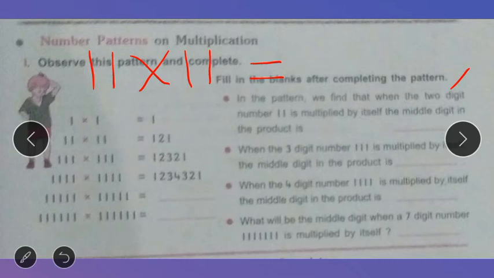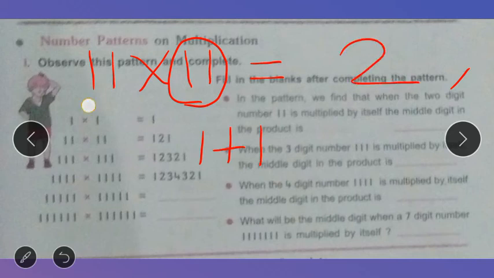See children, this is the multiplier, isn't it? For this multiplier, the two digits you have to add. 1 plus 1 is 2. That will be the middle number. And these two numbers you have to write aside. Got it? Easy? Yes, and interesting.